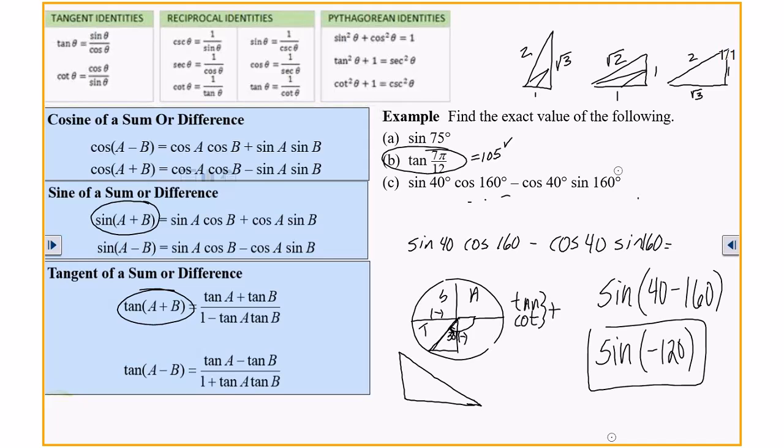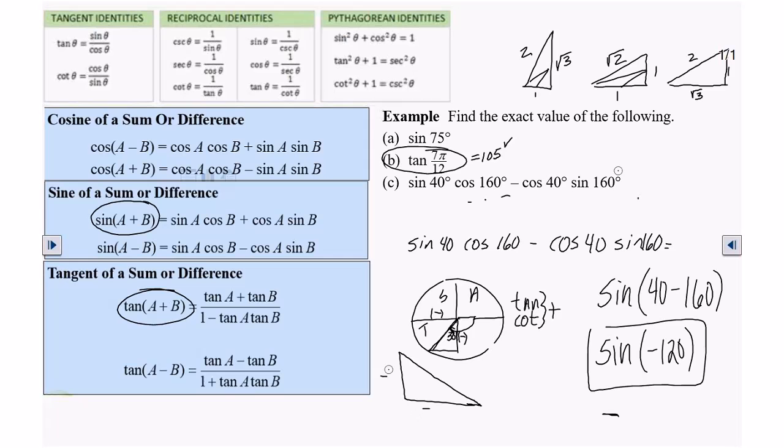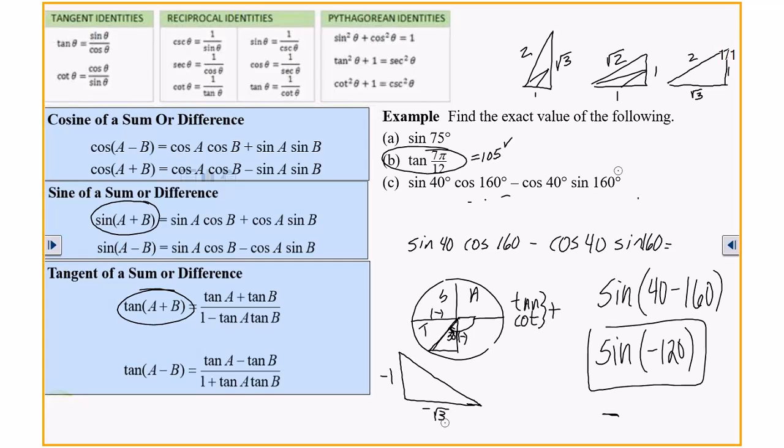So the sine of negative 120 is equal to the 30-degree angle. I'm going to put a negative right here for my answer because I know it's going to be negative because it's a sine. So what's x? 30 degrees is right here, so it's going to be negative and negative. So x is going to be negative 1, and this is going to be negative square root of 3, and this is going to be 2.